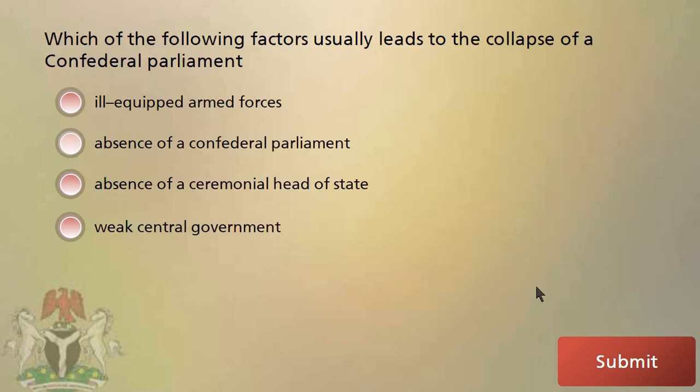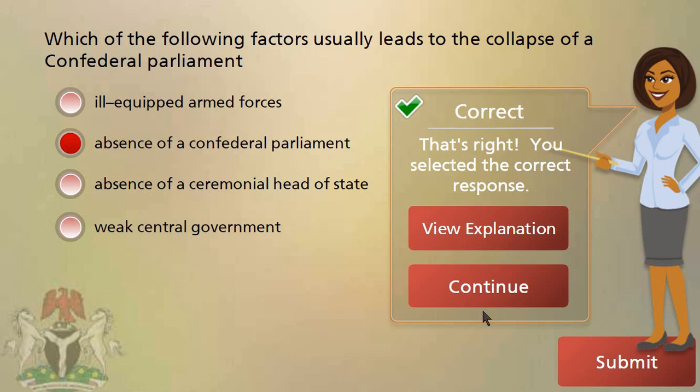Question 21. Which of the following factors usually leads to the collapse of a federal parliament? A. Ill-equipped armed forces. B. Absence of a confederal parliament. C. Absence of a ceremonial head of state. D. Weak central government. The right answer is absence of a confederal parliament. I want you to know that a confederal state refers to a state with a loose federation in which the component units are more powerful than the central government. So B is the right answer.